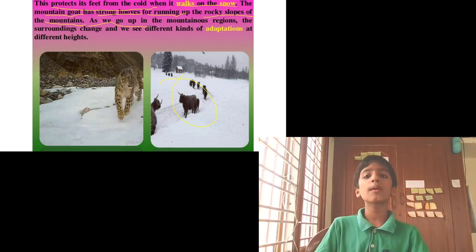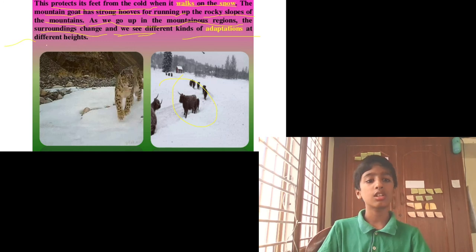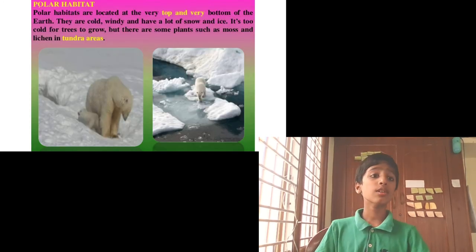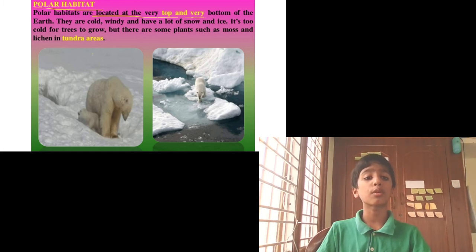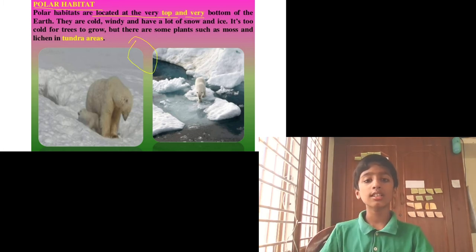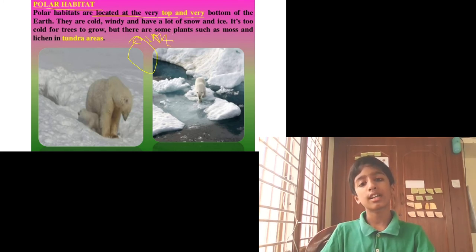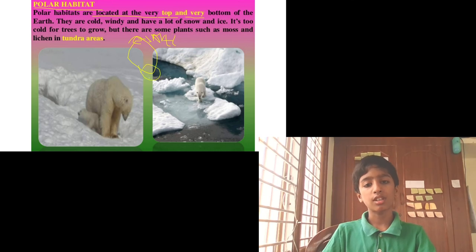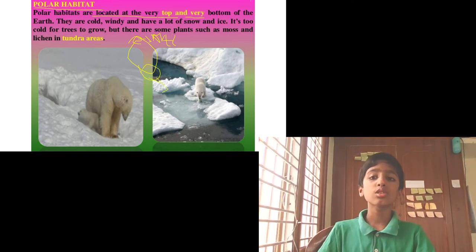As we go up the mountain region, the surroundings change and it becomes very cold. Now comes the polar habitat. Polar habitats are located at the very top and very bottom. If this is the earth, here it will be the Arctic, and at the bottom, it will be the Antarctic.